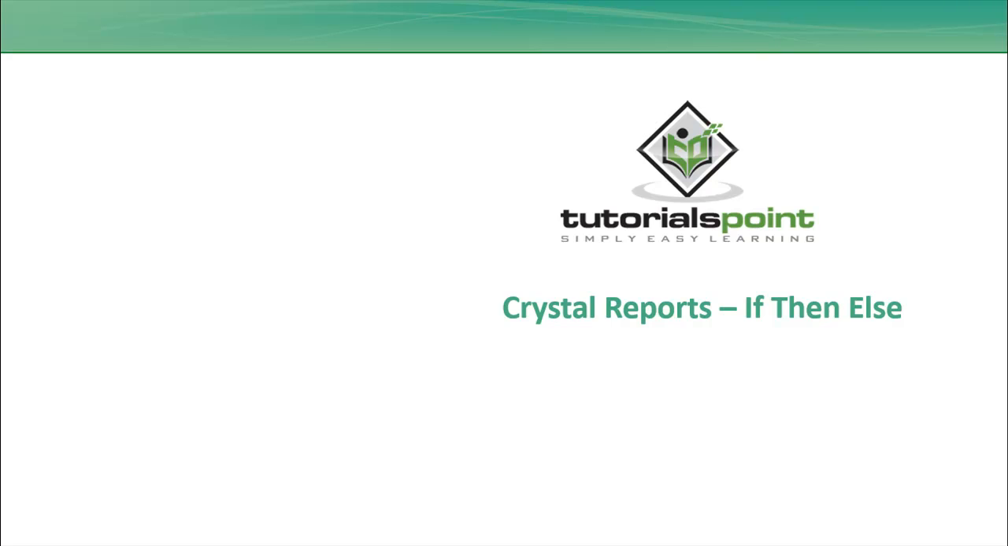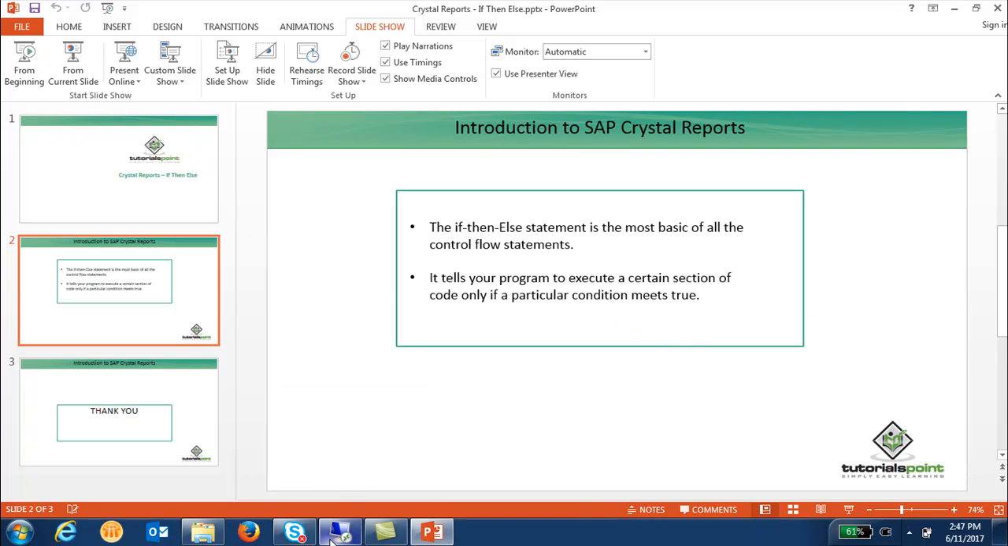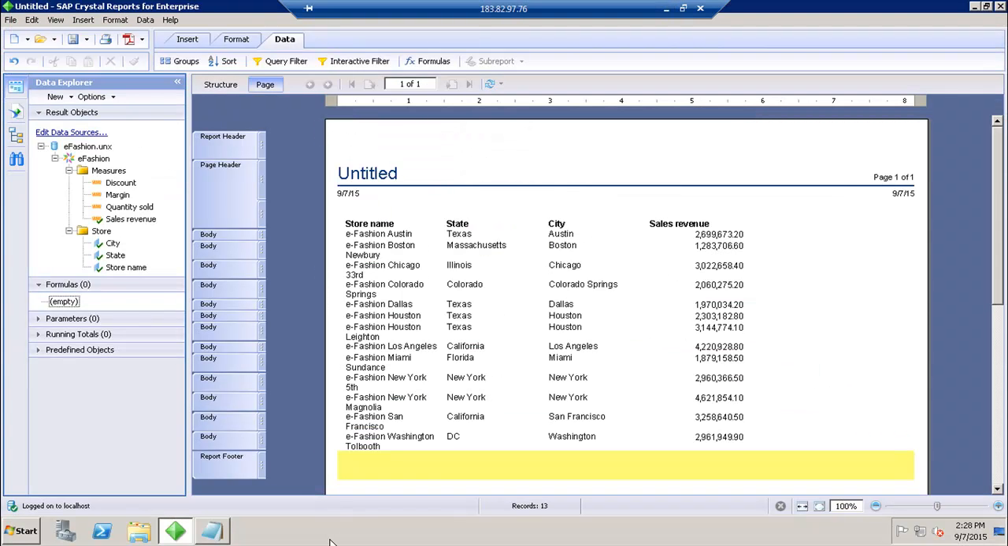In this tutorial we will discuss the if then else statement of Crystal Report. So first of all, what is the if then else statement? The if then else statement is the most basic of all the control flow statements. It tells your program to execute a certain section of code only if the condition is true. So let's see how we can use the if then else statement in Crystal Report.